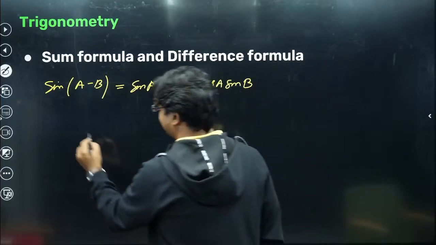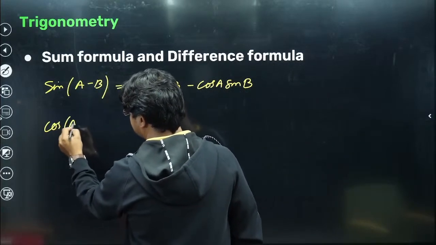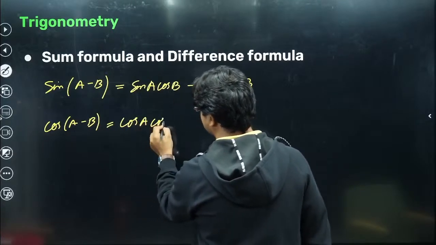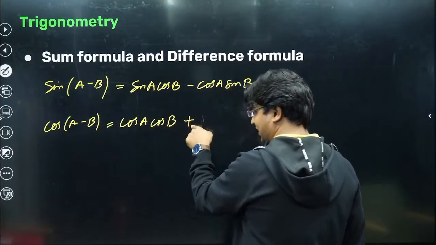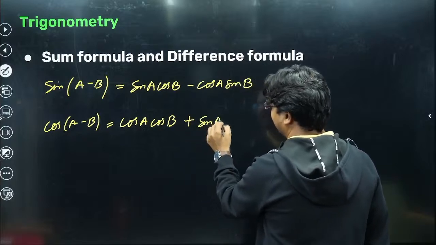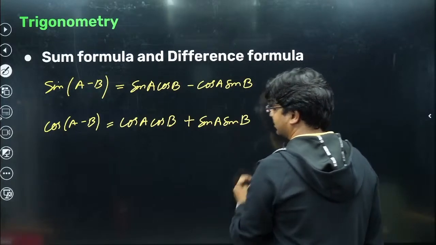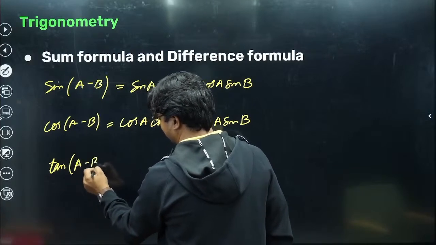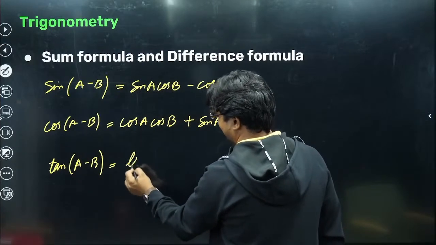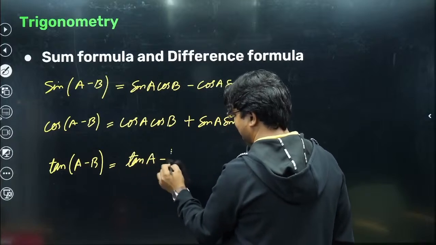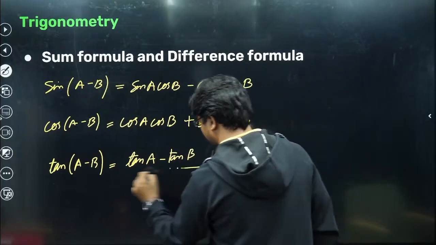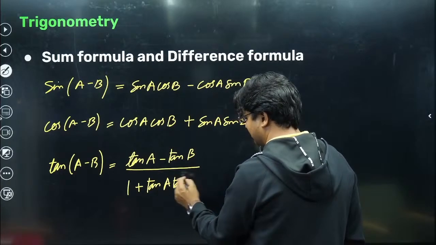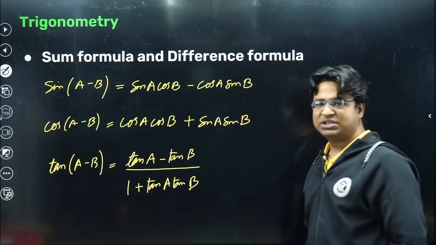Likewise, if we want to write the formula for cos A minus B, it would be cos A cos B plus sine A sine B. Then tan of A plus B, A minus B, would be given by tan A minus tan B divided by 1 plus tan A tan B. So these are the formulas.